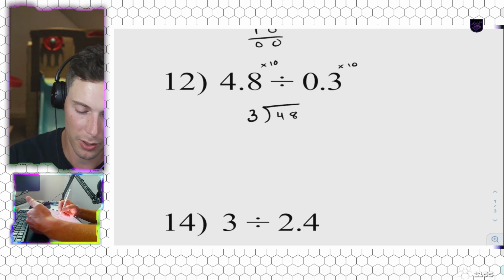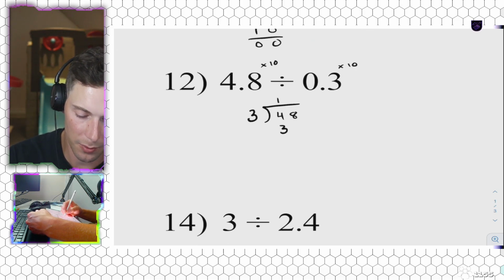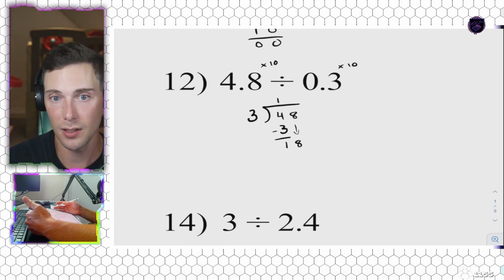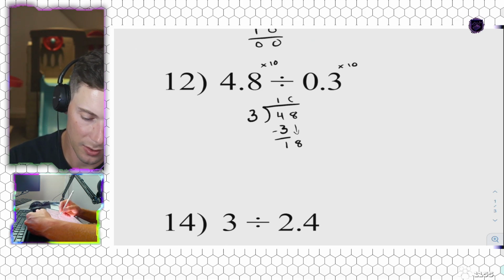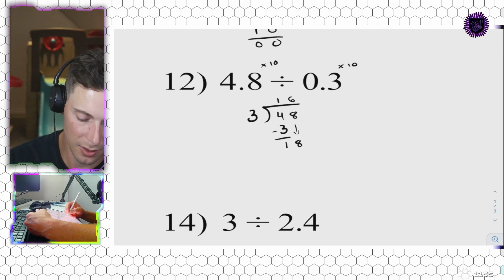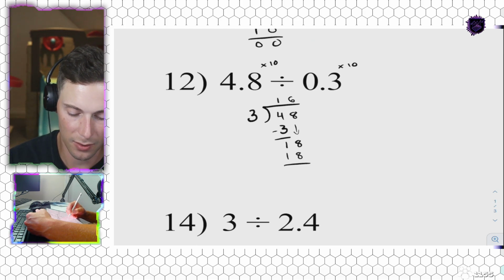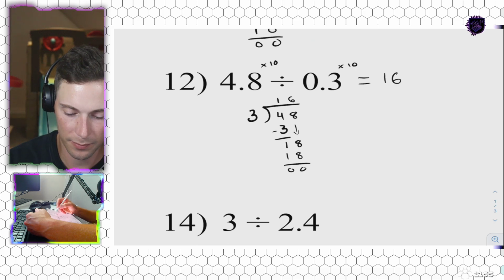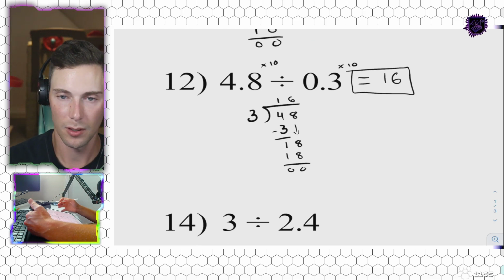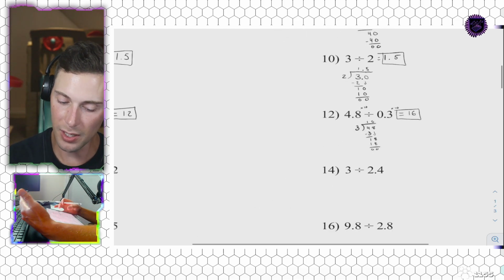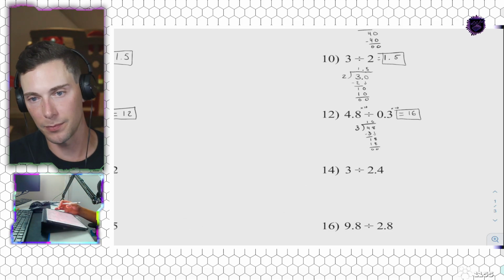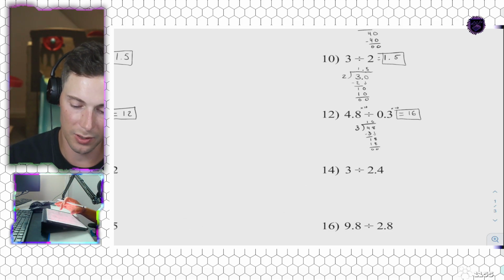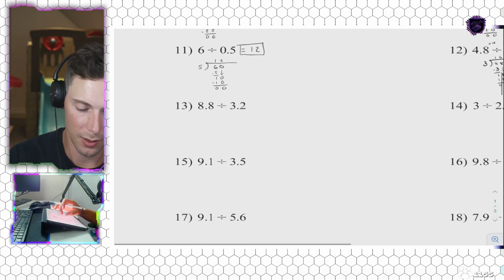Just 3 goes into 4. Yes, one time. Get a 3. Let's do our subtraction. 1. Drop down our 8. 18. Does 3 go into 18? Yes, it does. 6 times. 6 times 3 is exactly 18. Remainder 0. So our answer is 16. Box our answer. Move on to our next question. Look how easy that was to divide 4.8 by 0.3 with the techniques provided.